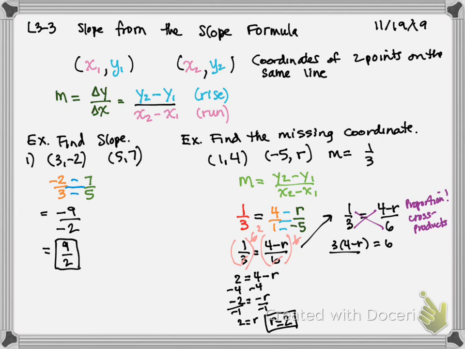Now I could divide both sides by 3. That's one way. I could distribute the 3. Doesn't matter. This gives me 4 minus r equals 2. Subtract 4. Negative r equals negative 2. Divide by negative 1. And we get r equals 2. So there's multiple ways to get the correct answer.